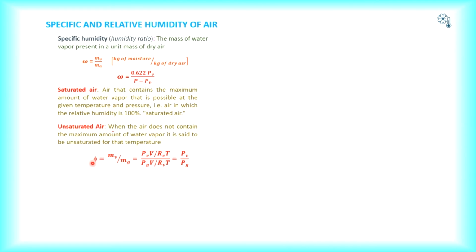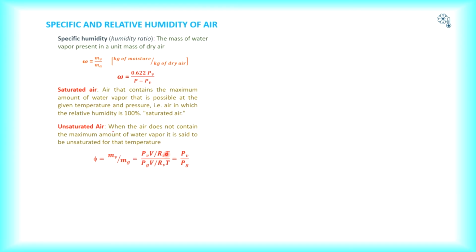But when you refer to the relative humidity, that means this phi here is mv over mg. And what is this mv and what is this mg? mv is the mass of water vapor when the air is unsaturated, when the air is still not saturated. mg is the mass of water vapor when the air has become saturated.